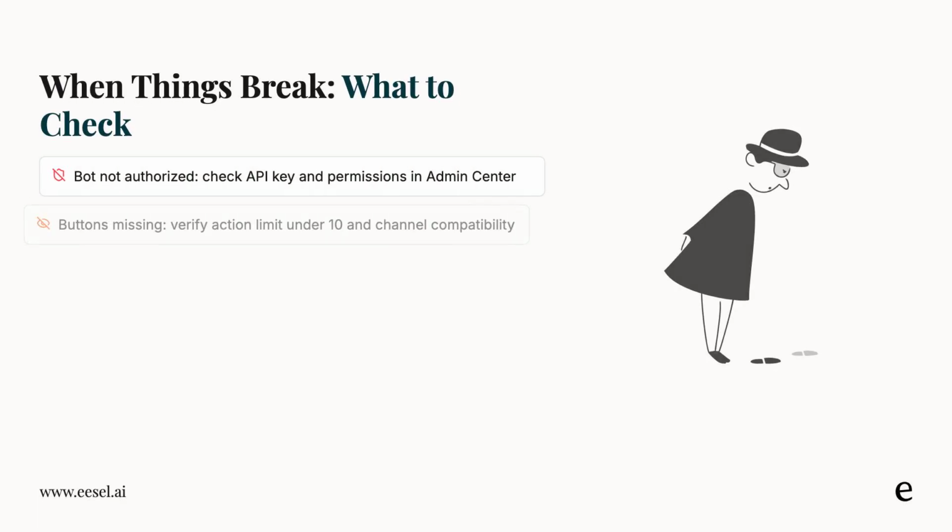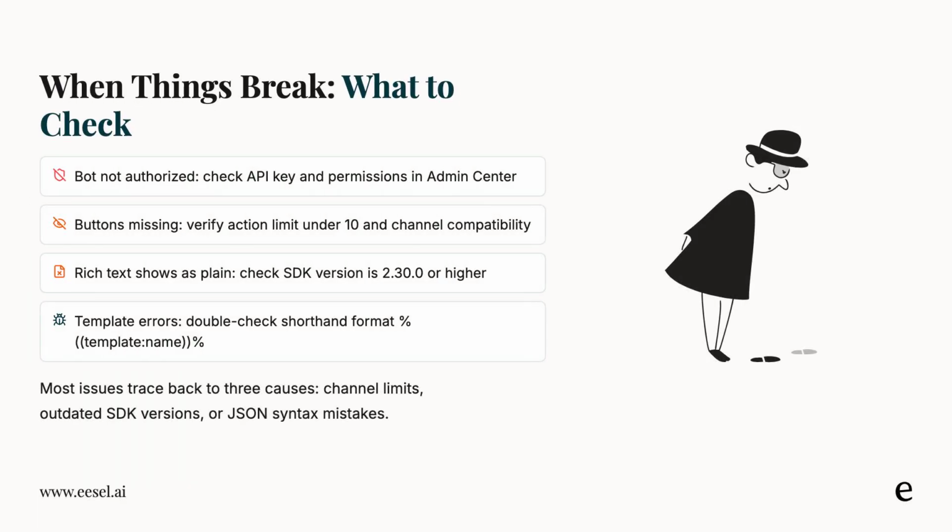When rich content stops rendering, there are 4 things to check first. A bot not authorized error almost always points to a missing or invalid API key. Buttons that disappear suggest you have hit the 10 action limit or landed on an unsupported channel. And if rich text is showing as plain, your mobile SDK is likely below version 2.30.0.